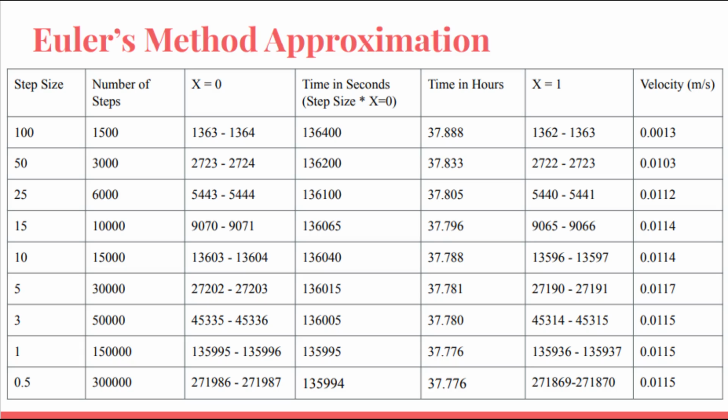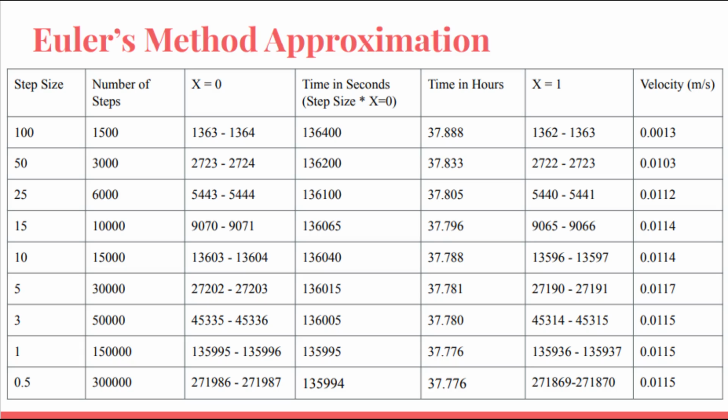Shown on this slide is a table of our Euler's method approximation. It's important to note that as we decrease step size, we must correspondingly increase the number of steps. If the step size is cut in half, the number of steps must be doubled. The next column, x equals 0, shows us the specific step at which the distance between the capsule and person is 0. In order to find the time, we multiply the step by the step size. The time approximation is given in both seconds and hours. However, note that the error exists in our time in seconds, as x equals 0 was given to us as a range between two steps.